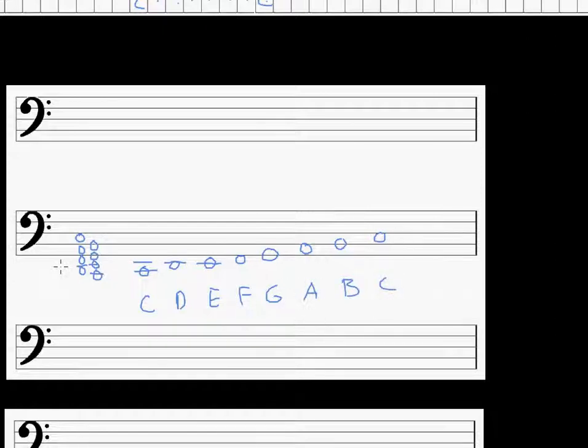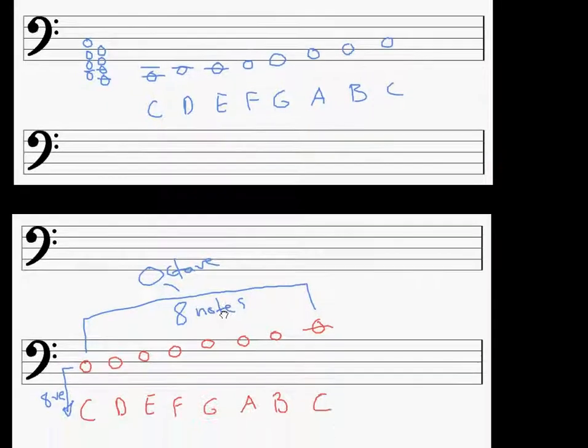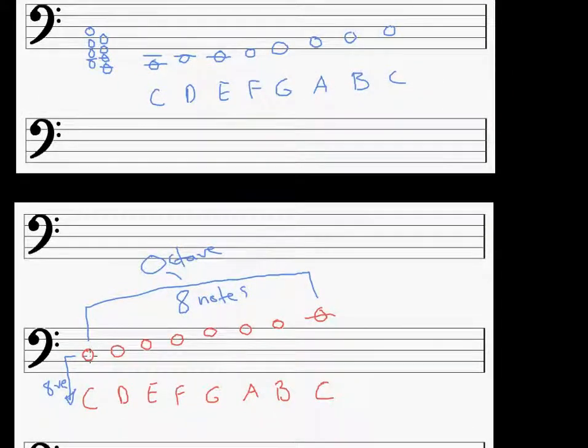Okay, so that makes sense, I hope. So there we go. We've now drawn C major scale in bass clef in 1 octave, starting on a lower C, and also 1 octave starting on a higher C.